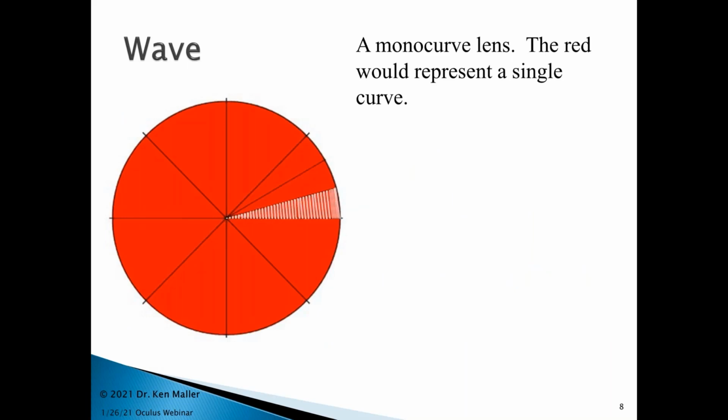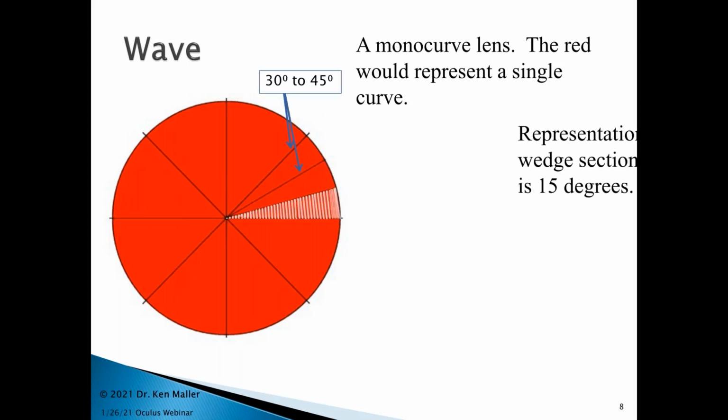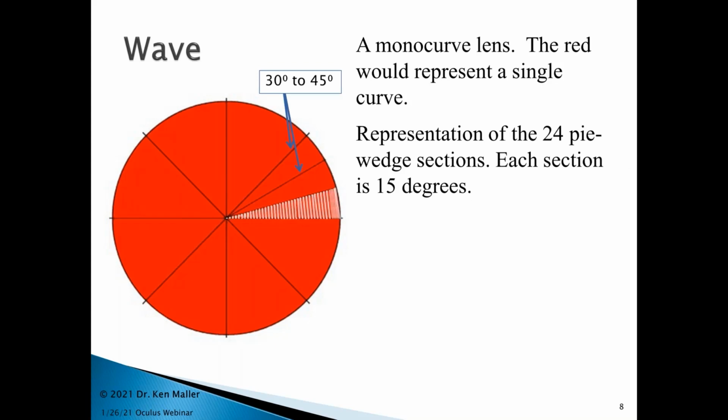So diagrammatically, to show this, here's the red. If we have this as a contact lens, and we were to say what would a monocurve lens look like, we could take this red curve to represent a single monocurve lens. You'd have a single curve from any spot on that, so you can measure it and it would all have the same curve. However, this is what Wave is doing. You can see there from 30 degrees to 45 degrees, that's a 15-degree wedge, and that's one of the 24 that go all the way around the clock dial.